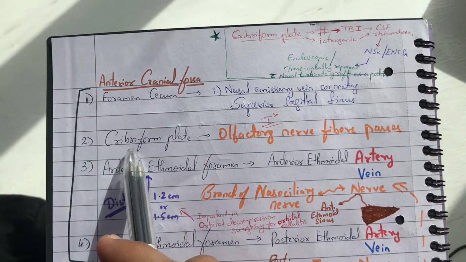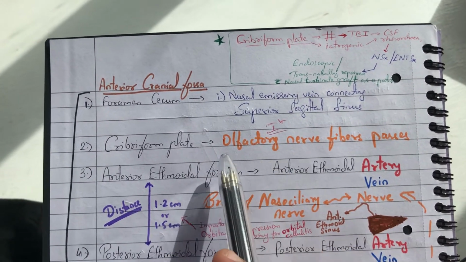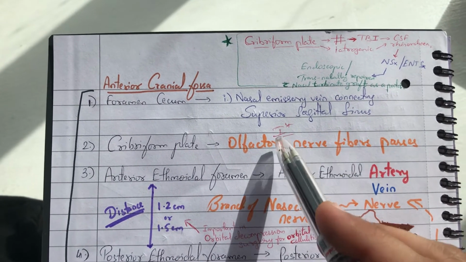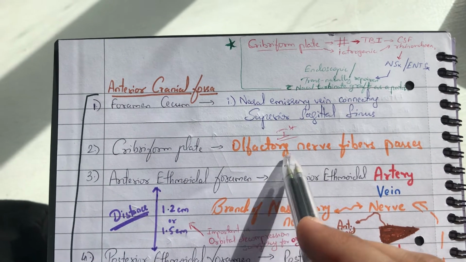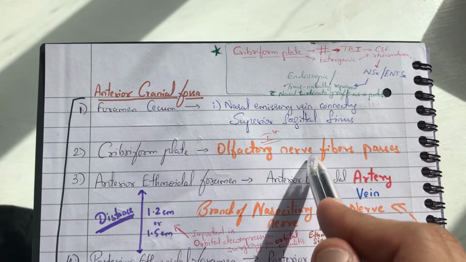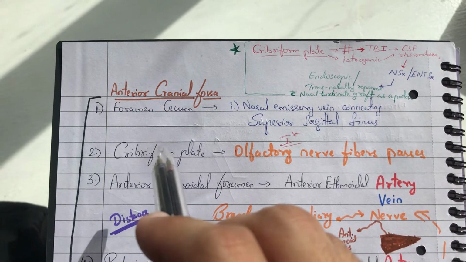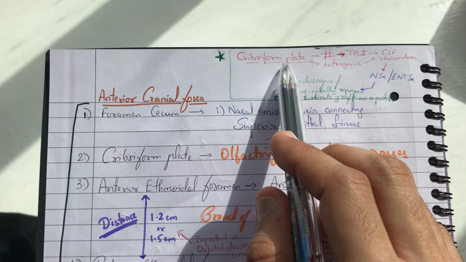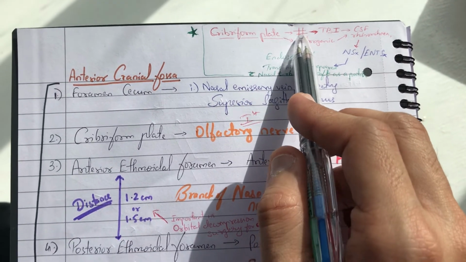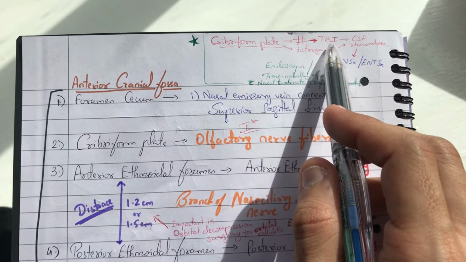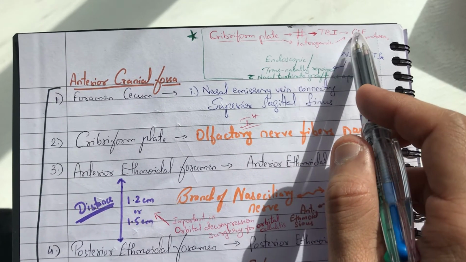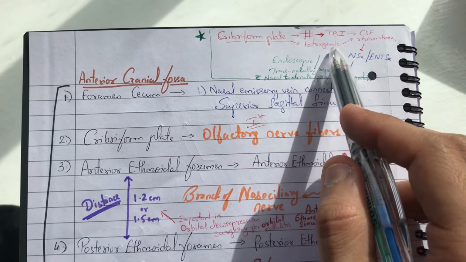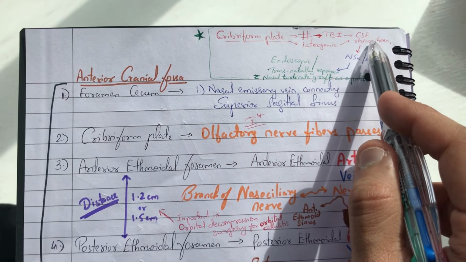Now next is the cribriform plate. It carries the olfactory nerve fibers, which, as we know, form the first cranial nerve. These nerve fibers are basically bipolar neurons. One more important clinical implication of the cribriform plate is this: when it undergoes a fracture caused by traumatic brain injury, TBI, it results in CSF rhinorrhea. The cribriform plate can also be damaged iatrogenically, but it eventually ends up as CSF rhinorrhea.